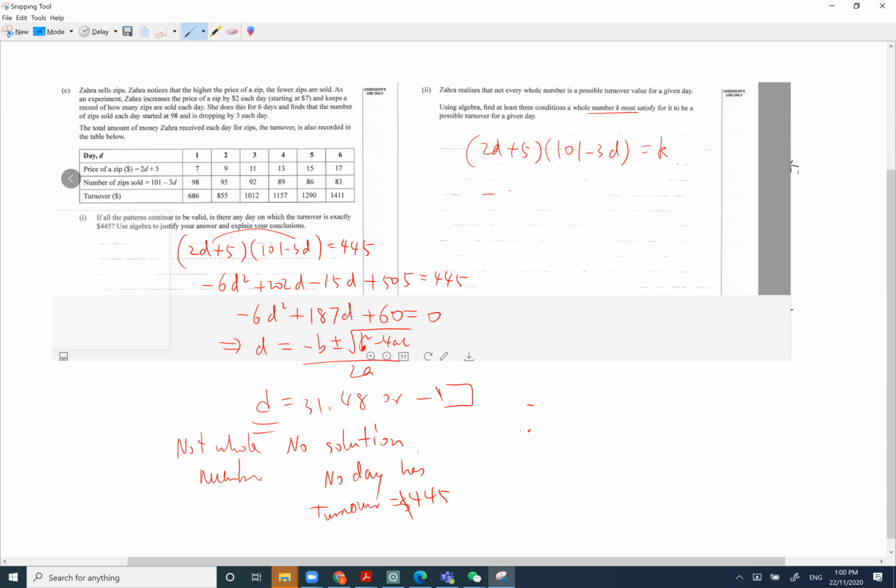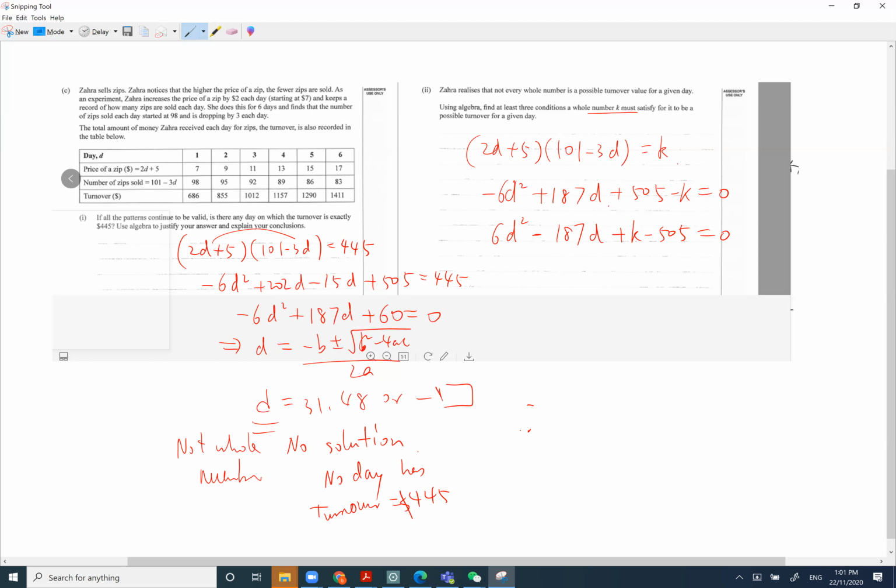You do a similar way: negative 6D squared plus 187D plus 505 minus K equals 0. Okay, so 6D squared minus 187D plus K minus 505 equals 0.